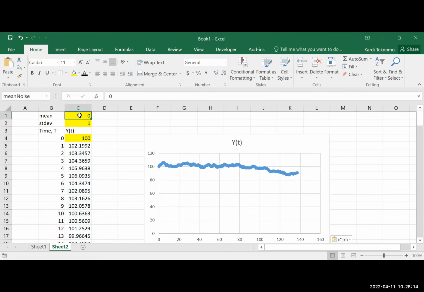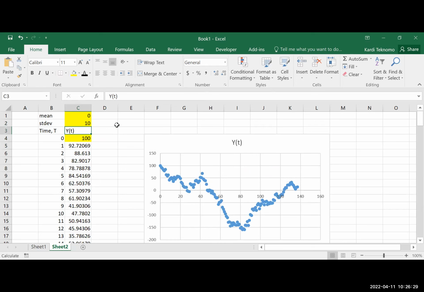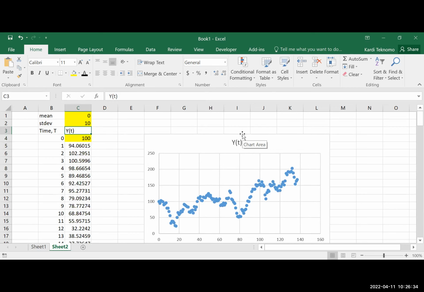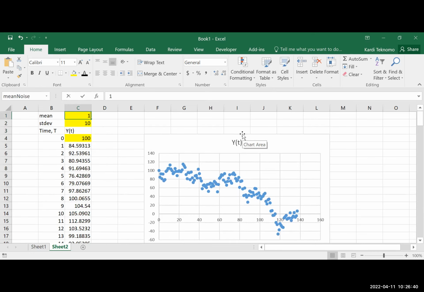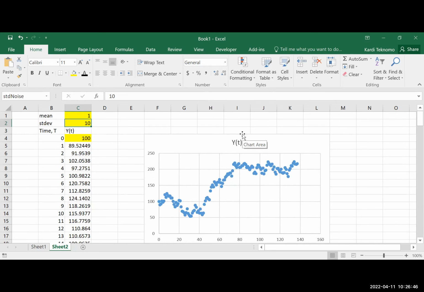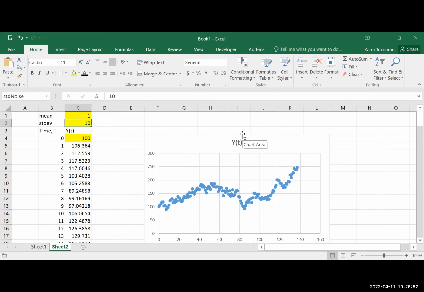Okay, I will put standard deviation 10. Then you see this is your data. Oh, your data is very noisy. I can put the mean 1 if you want. So there's a trend here. Right? So this is your data.